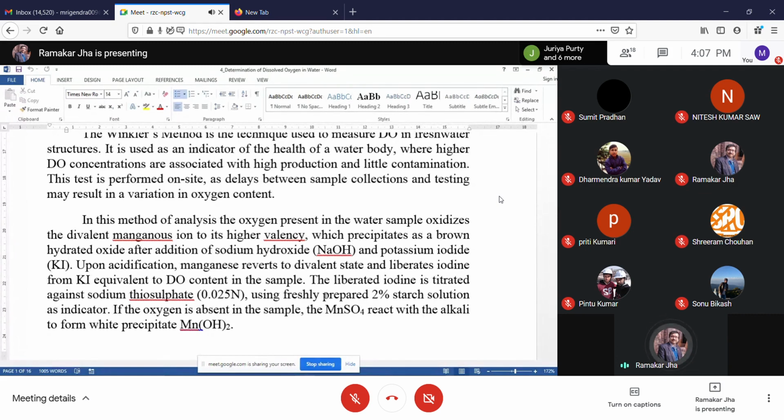The liberated iodine is titrated. We titrate it using sodium thiosulfate, what we did in BOD also, using freshly prepared 2% starch. We add the starch as well. Both the things we did in BOD also in the lab.